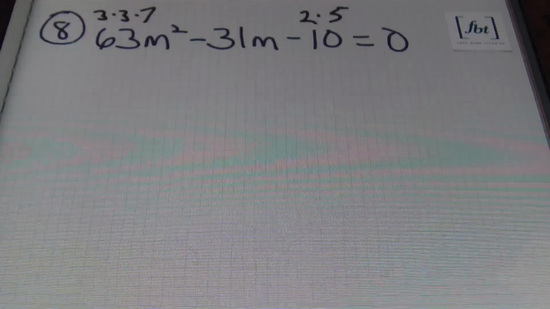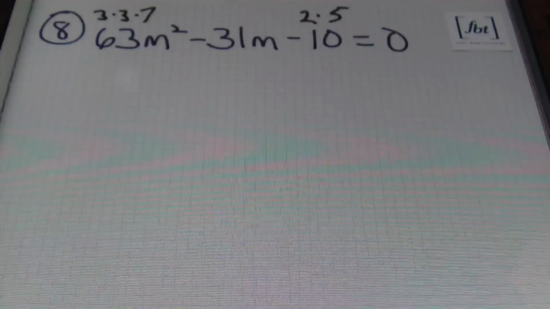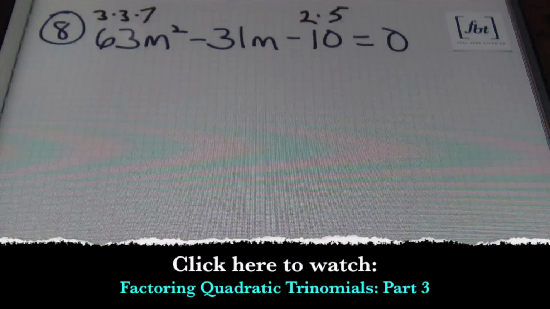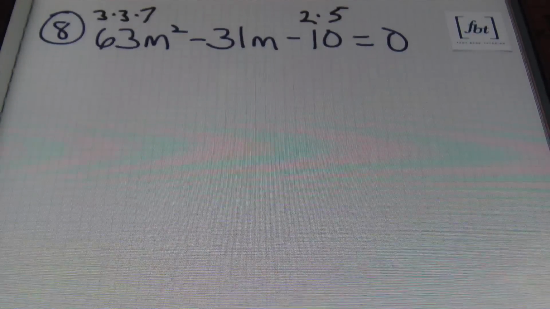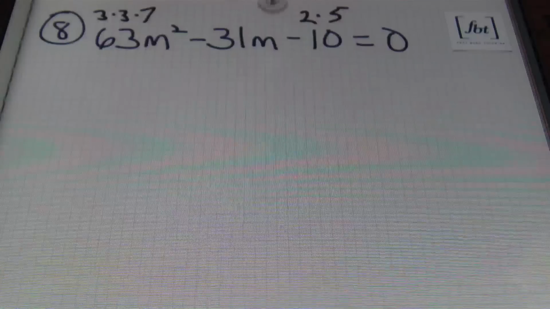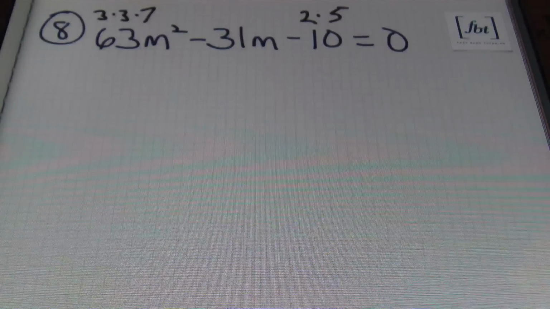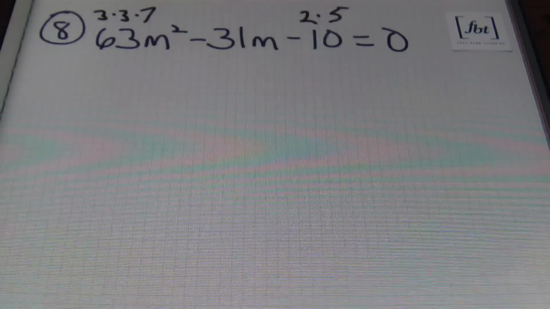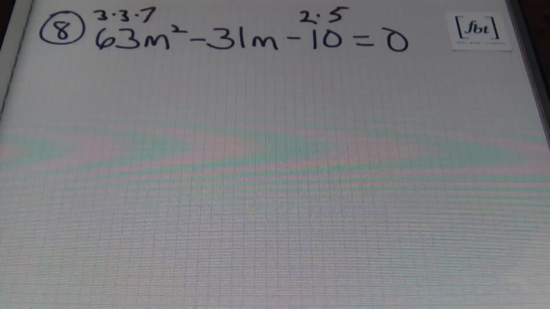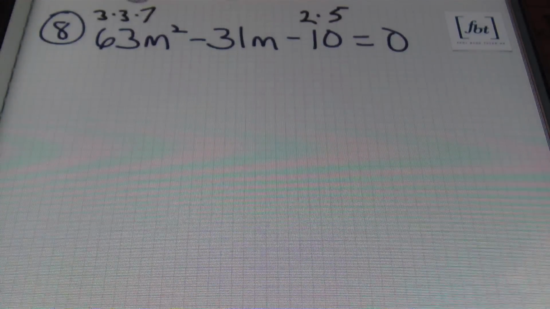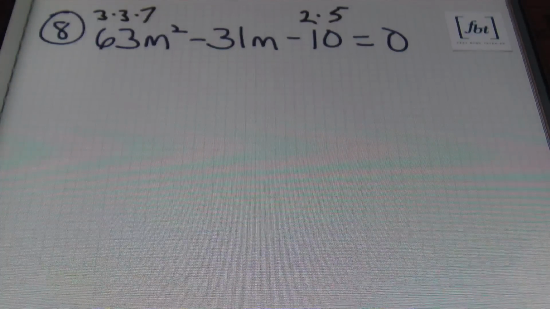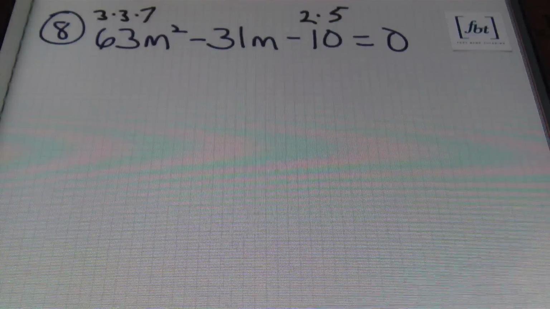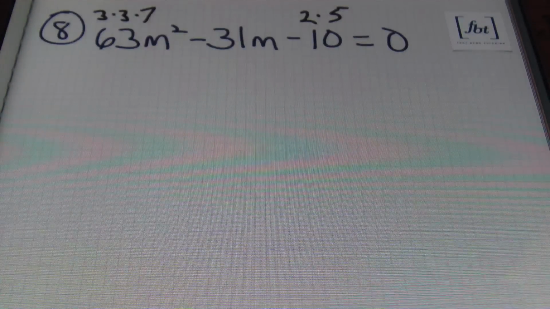All right, and once again, ladies and gentlemen, this particular process that I'm showing you here is in our video, Factoring Quadratic Trinomials, Part 3. All right, so I'll be finding two factors out of these numbers here that will subtract to give me 31. So what I believe I'll use is the 9 here, that 3 times 3 times this 5, and 9 times 5 is 45, right? What's left over is 7 times 2, which is 14, and 45 minus 14 is 31. Bingo, that's what I needed.